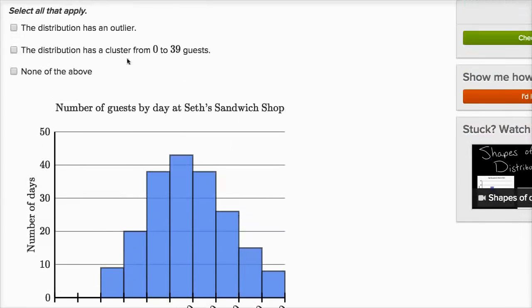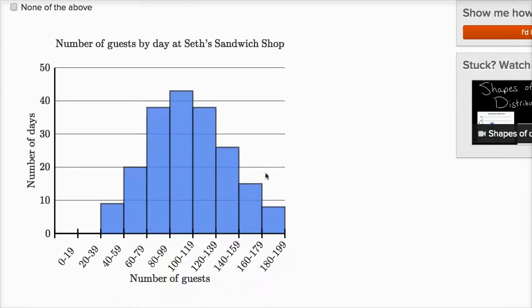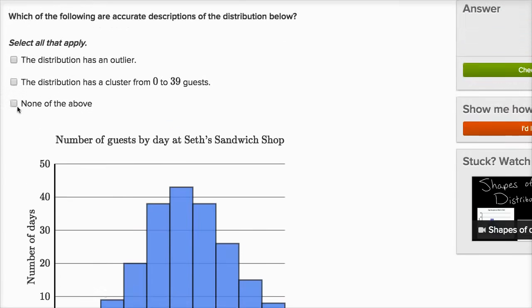The distribution has a cluster from 0 to 39 guests. So 0 to 39 guests is right over here. And there's no days where he had between 0 and 39 guests, either 0 to 19 or 20 to 39. So there's definitely not a cluster there. I would say that the cluster would be days that had between 40 and 199 guests. Definitely not 0 to 39. There were no days between 0 and 39 guests. So I would say none of the above, very confidently.